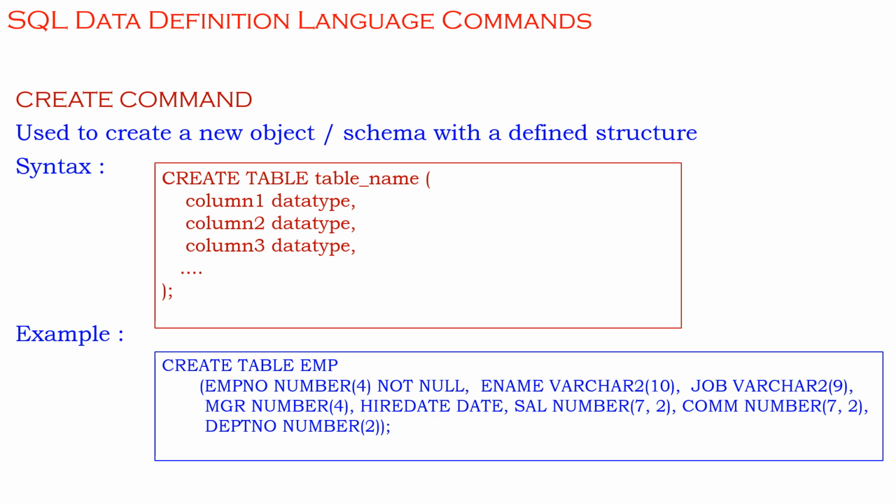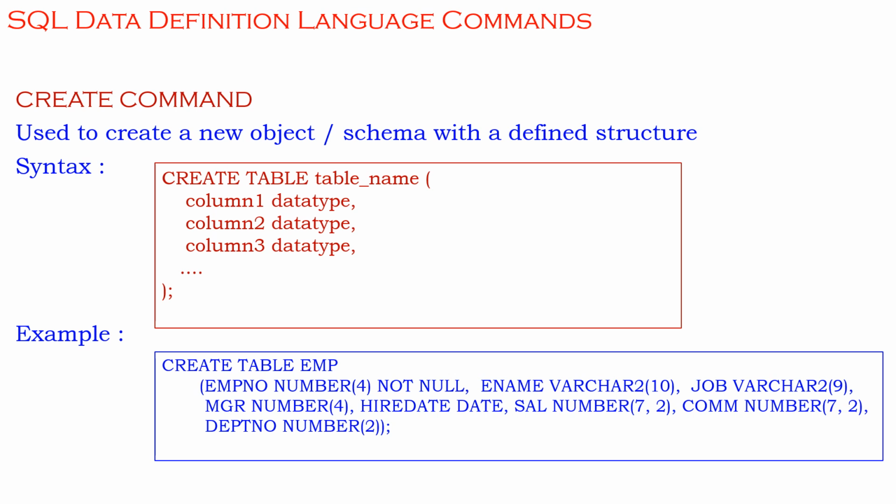Create table: these are the keywords, and table name is a user defined identifier, that is the name we assign to the table. It is followed by an open parenthesis, and inside it we give the various attributes, that is the column names, followed by the data types. Then a comma as a separator, then column 2 data type, column 3 data type, followed by a closing parenthesis and then a semicolon. This is the standard syntax for creating a new table.